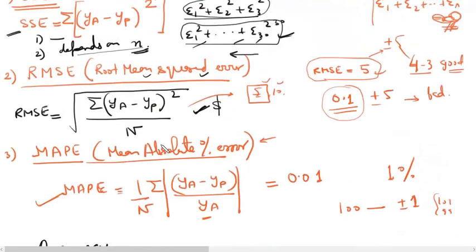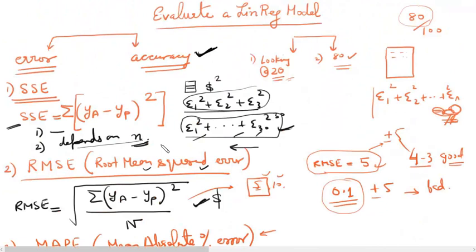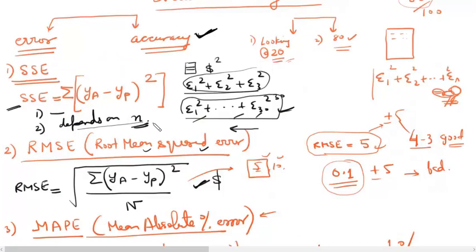So finally, to conclude, how do we evaluate a linear regression model? There are two ways to evaluate. One is looking at the error parameters. The other is looking at the accuracy parameters. The error parameters that we saw is sum of squared error, which has a disadvantage of the units being squared and it depending on the value of n, the number of points taken. So we have some other parameters like root mean squared error, where we take the square root of the sum of squared errors so that we don't get squared units, and also we divide by n so that it doesn't depend on the number of points taken.